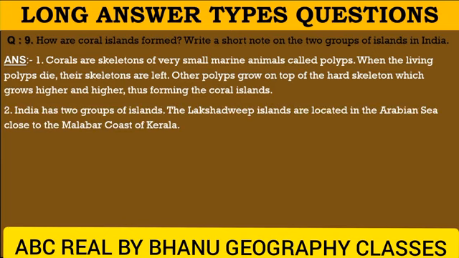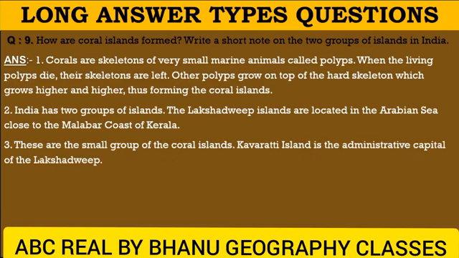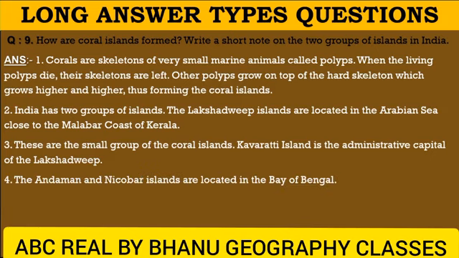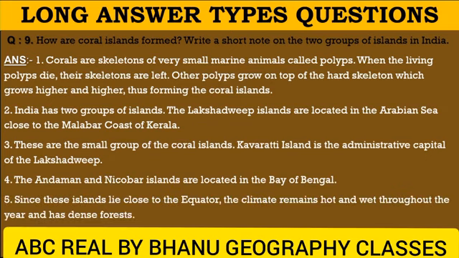Second, India has two groups of islands. The Lakshadweep Islands are located in the Arabian Sea, close to the Malabar coast of Kerala. Third, these are a small group of coral islands. Kavaratti Island is the administrative capital of Lakshadweep. Fourth, the Andaman and Nicobar Islands are located in the Bay of Bengal. Fifth, since these islands lie close to the equator, the climate remains hot and wet throughout the year and has dense forests.